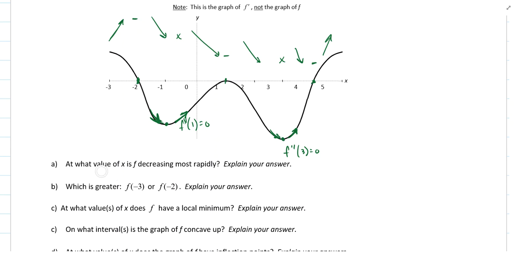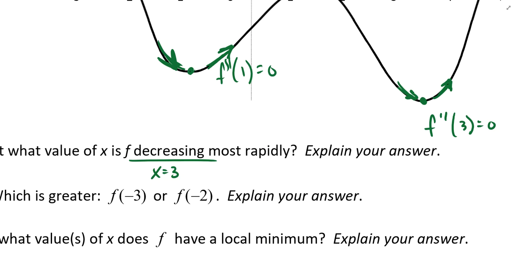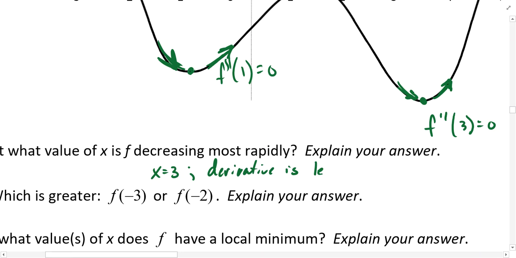All right, so at what value of x is f decreasing most rapidly? We don't know what f looks like, but we would like to know where it is decreasing the most rapidly. Well, the point where it's decreasing most rapidly is where its derivative is most negative, and so at x equals 3, the derivative is the most negative. Or better yet, we could say the derivative is the least.